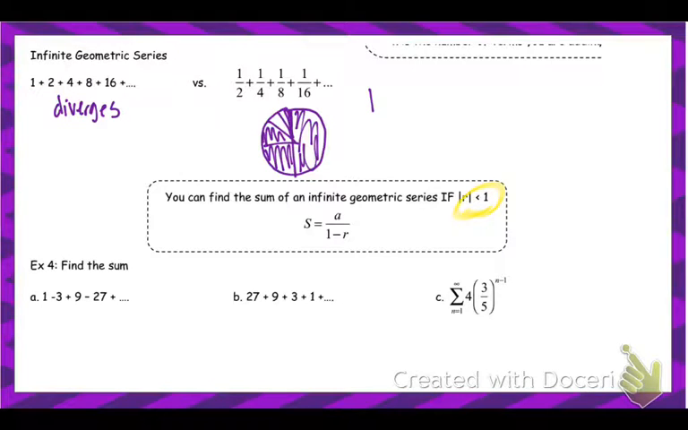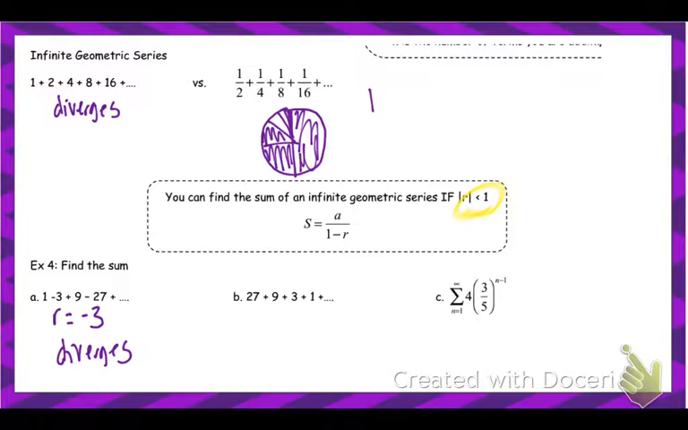All right, so let's look at the next one. So the first thing we're going to do is find that common ratio. Well, I am multiplying by negative 3 each time. So my r is negative 3. The absolute value of that is not less than 1. So this series diverges. We cannot find the sum of that series.